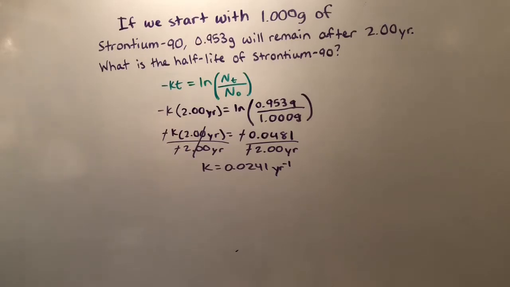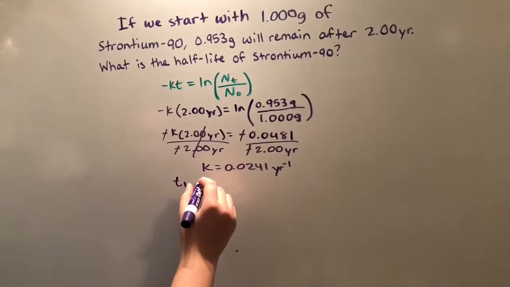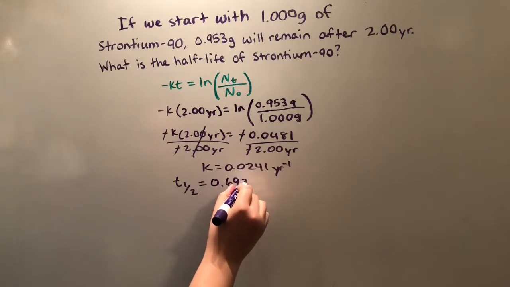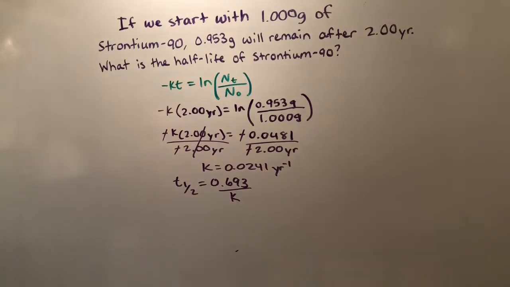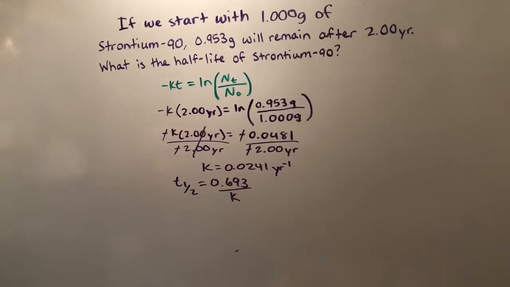Now, how are we going to use this to find our half-life? Well, we're going to need to remember the half-life formula. Half-life is equal to 0.693 over K. 0.693 is the same thing as the natural log of 2, so you could put the natural log of 2 here if you wanted to.